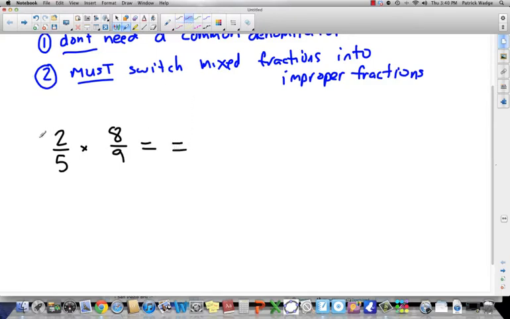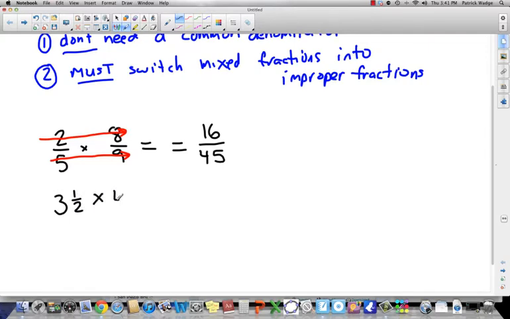How do you multiply fractions? Multiply across the top, multiply across the bottom. So we have 2 times 8 is 16, 5 times 9, 45. We have finished the question. You should look to see if you can put this in the simplest form, lowest terms. Is there something you can divide top and bottom by? No, the only thing you can divide them by is 1, so that doesn't do anything. So we're finished.